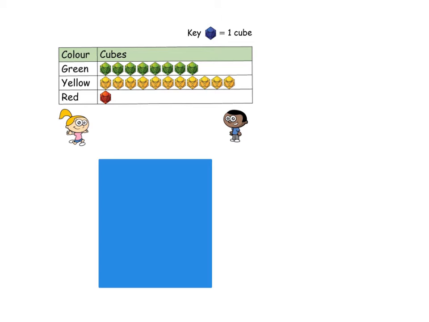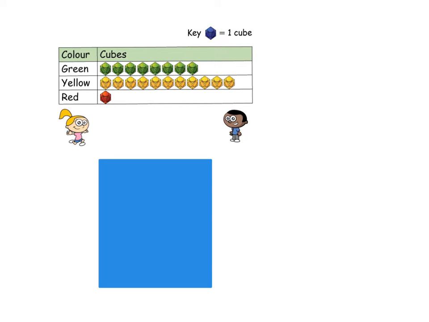And if you look closely here, you can see that we have a pictogram at the top of this page. This pictogram shows us the number of cubes that have been collected by the children. The key up here tells us that one picture of a cube is equal to one cube. So let's see if we can count up how many cubes have been collected by the children.